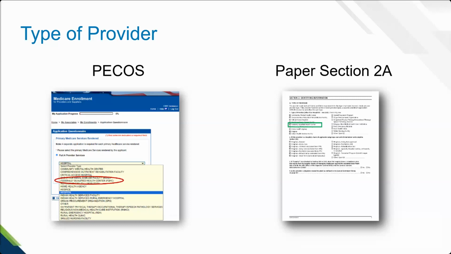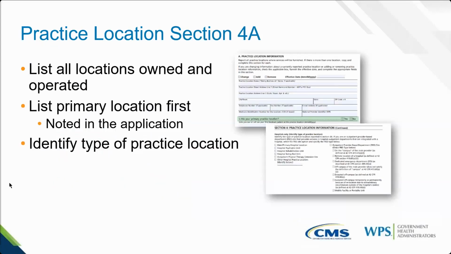It's also part of what gets you that customized list of documents and those topics to fill out. On the right side, you're looking at the paper section 2A. Same thing here. You just want to make sure that you are selecting Federally Qualified Health Center, and it's going to be in section 2A1. 2A2 is for hospitals. Sometimes we'll see items filled out in 2A2 for FQHCs, and that is ignored. That's not something that applies here. We're always looking for it up in 2A1.